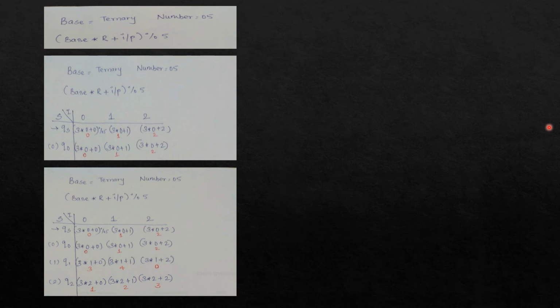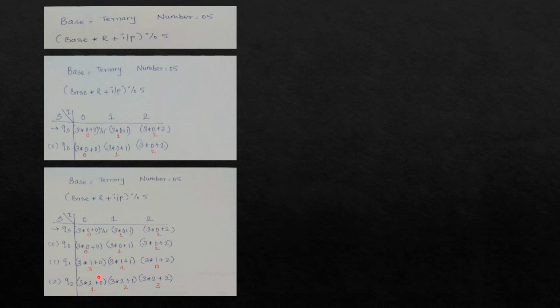So we have 3 into 1 plus 0, 3 into 1 plus 1 and 3 into 1 plus 2. The first value becomes 3, because 3 into 1 is 3, plus 0, mod 5 giving us remainder 3. Then we have 3 into 1 plus 1, that is 4. 4 mod 5 will give me 4 as the remainder. And finally 3 into 1 is 3 plus 2, 5 mod 5 giving us remainder 0. Then we reach Q2 state.